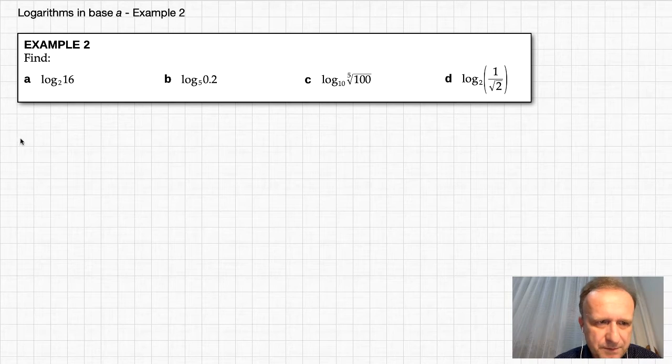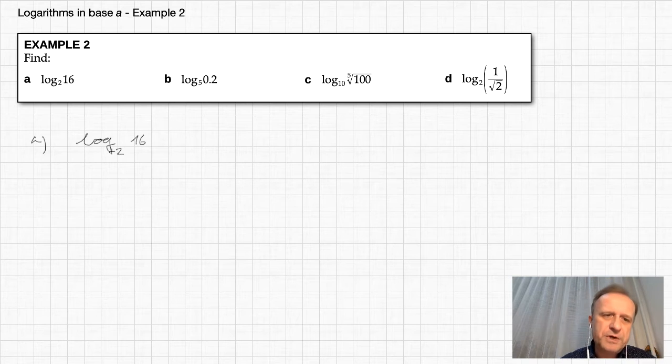Example 2, part A. Okay, so let us write it like this. Part A, logarithm in base 2 of 16. So if we want to calculate logarithms using the definition of logarithms, we should use this fact that there is this base 2, and when we have the base 2, we should perhaps try to aim for expressing 16 as the proper power of 2. So let me replace 16 as 2 to the power of 4, okay? Because 16 is actually 2 to the power of 4.